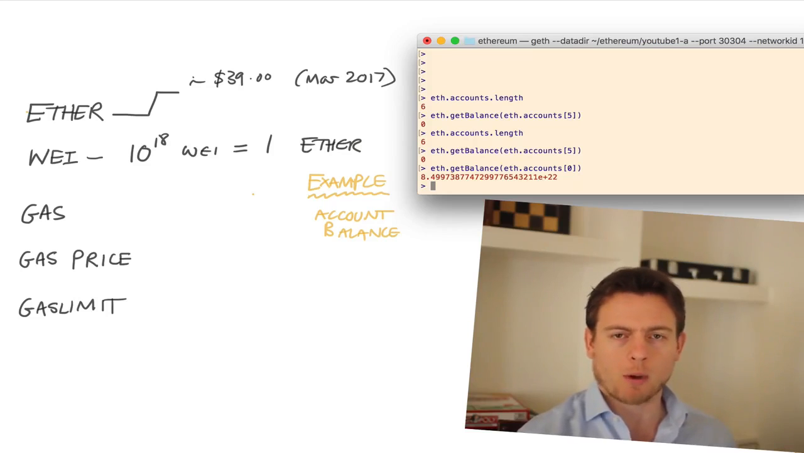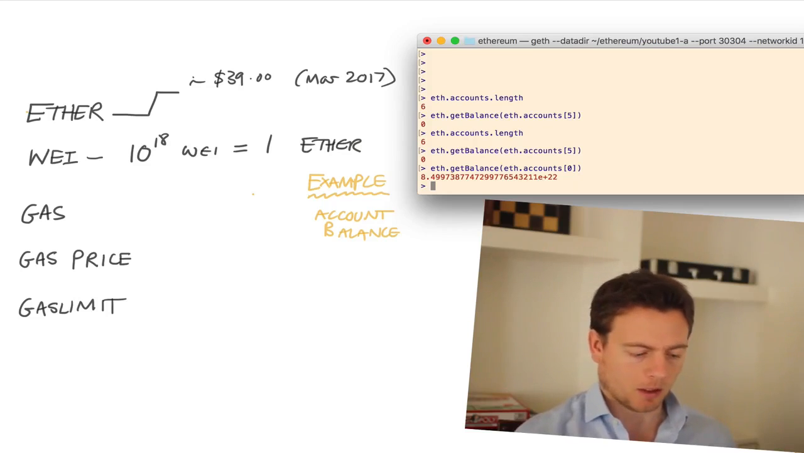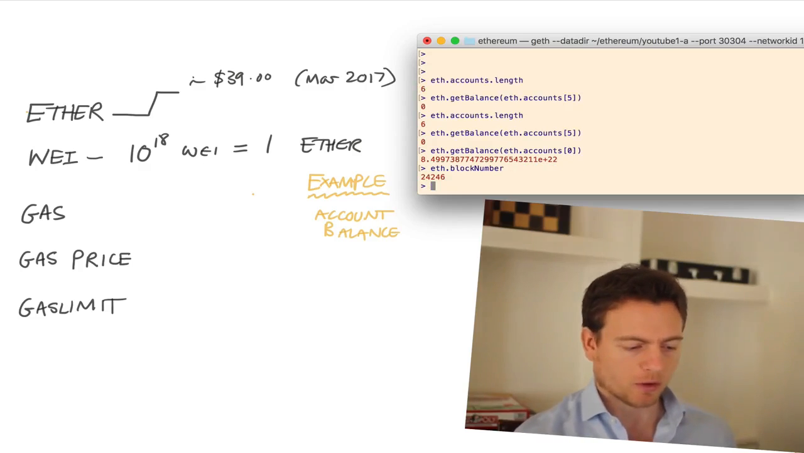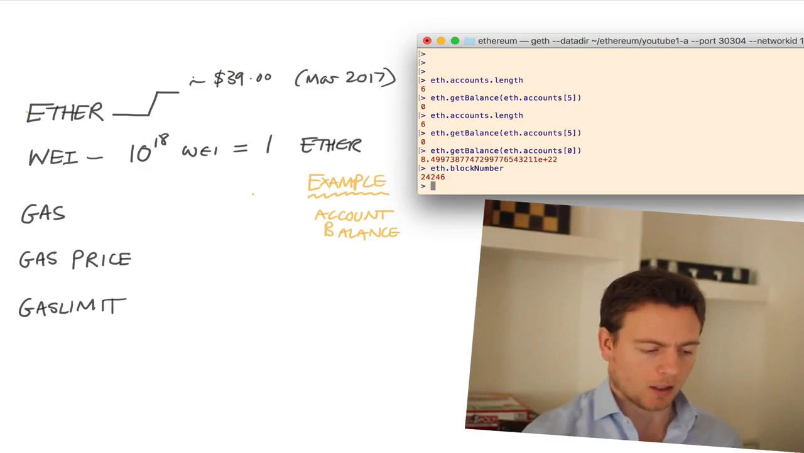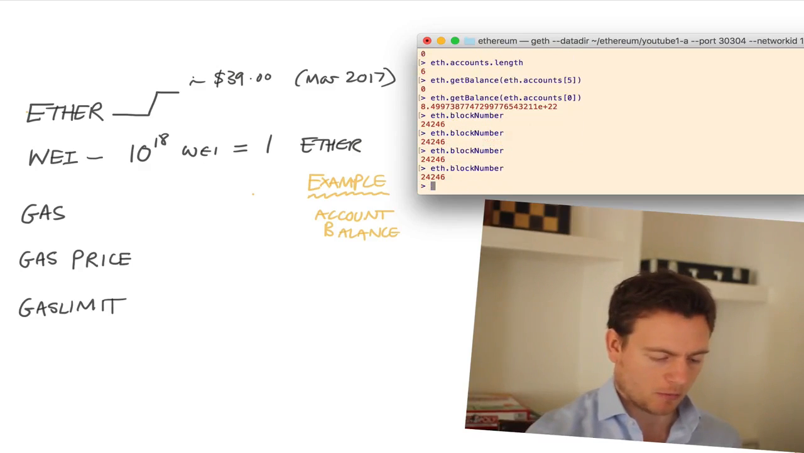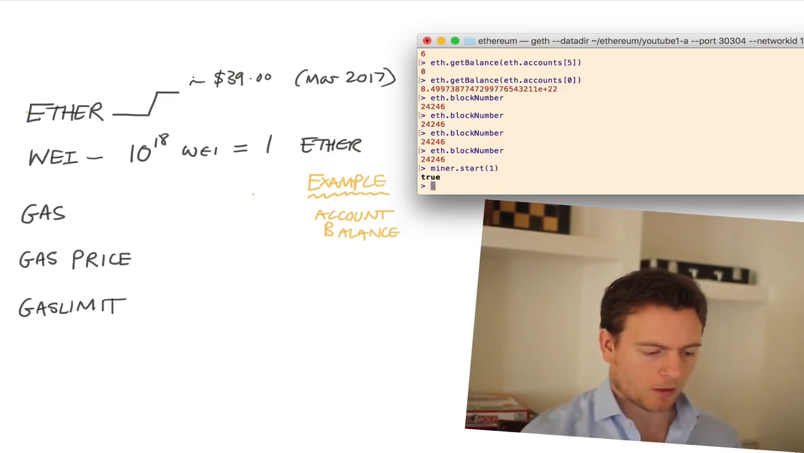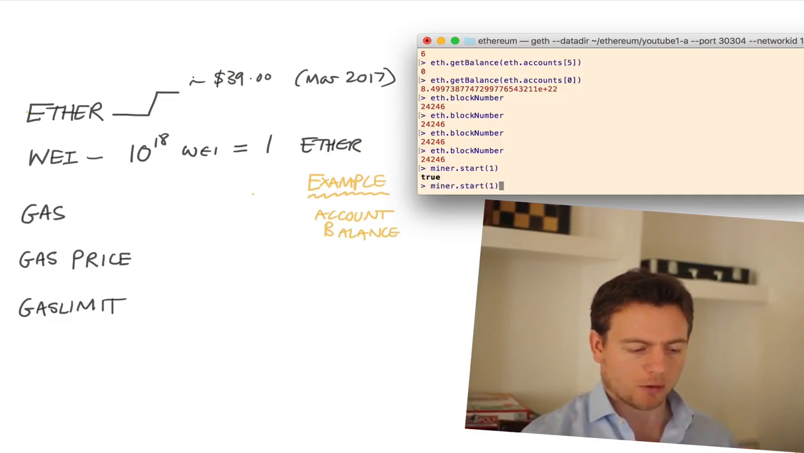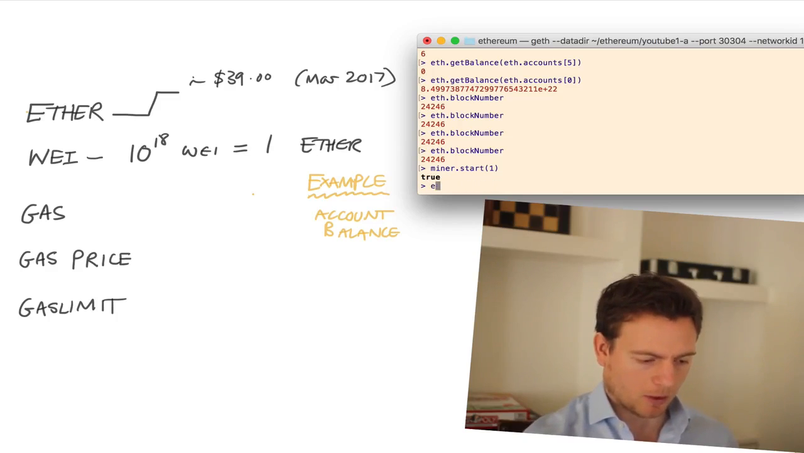And that's because of all the mining that I've been doing on this node. This has been running quite a long time now. We've got 24,000 blocks, and there's no mining. If I just restart the miner as well, that balance is only going to carry on increasing now, because my default mining account is account 0. It's the first account on the node, which happens to be this one.